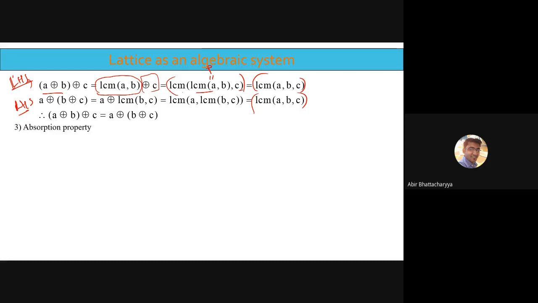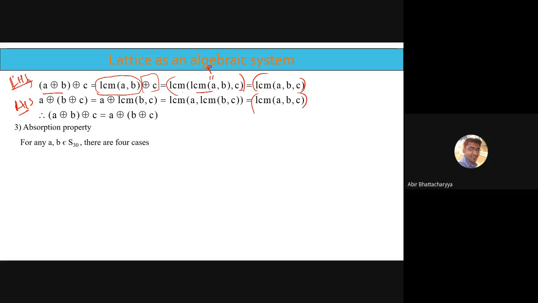The last property or last law is actually absorption law. So we will go for absorption law. We need 2 variables A and B. In this case, we can make 4 cases, because for absorption law, we need to go for 4 cases for different possibilities.